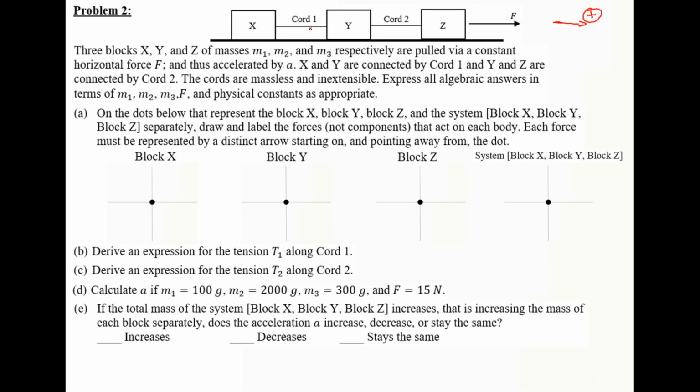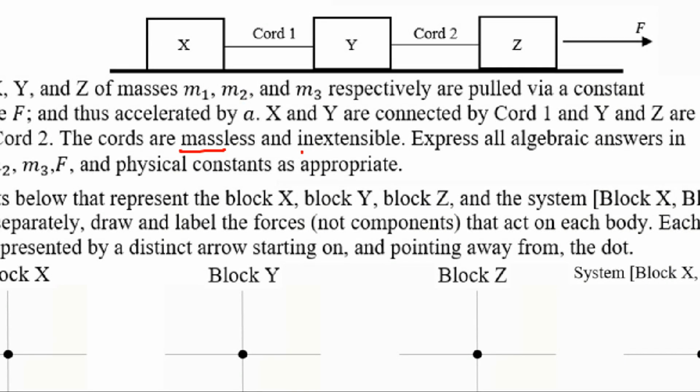They are connected to each other by chords. X and Y are connected by chord 1, and Y and Z are connected by chord 2. The chords are massless and inextensible. Now the meaning of massless and inextensible is that the tension along chord 1 is perfectly the same throughout. So this is the tension T1, and the tension along chord 2 is perfectly the same throughout, tension T2, and these two statements will be referred to later in the upcoming video.